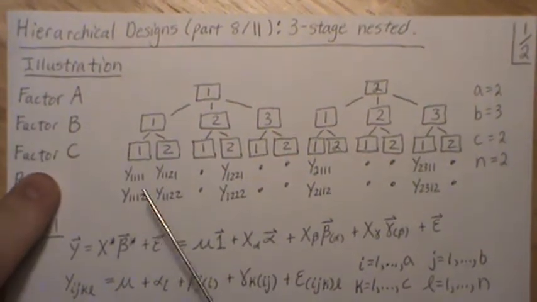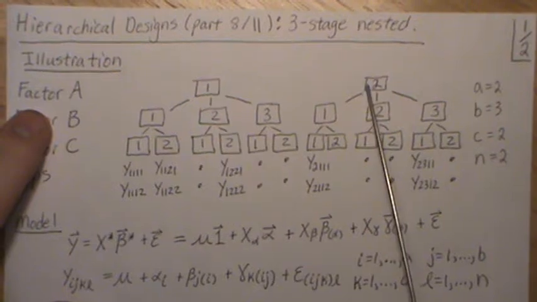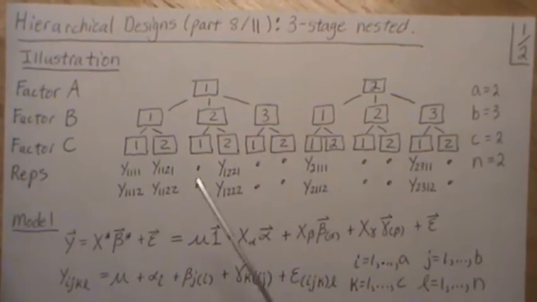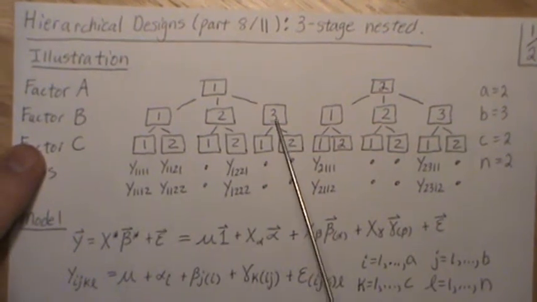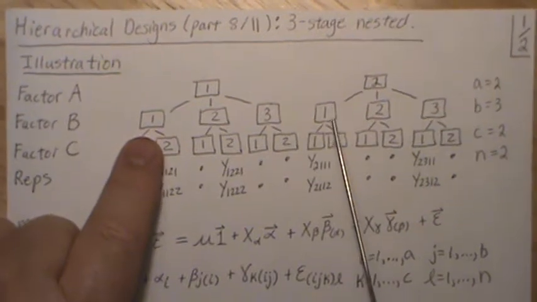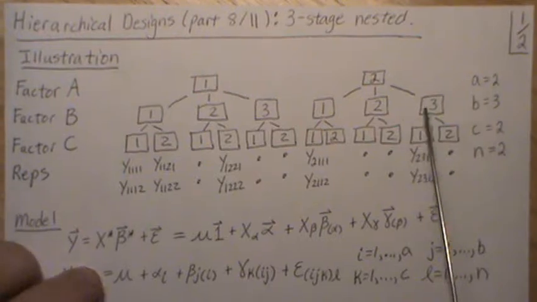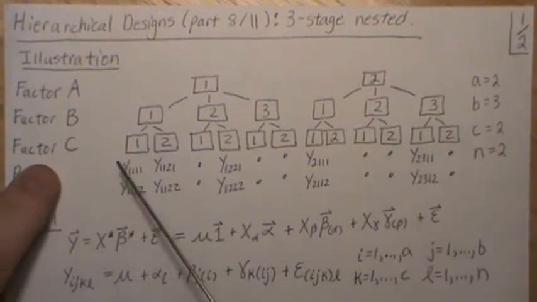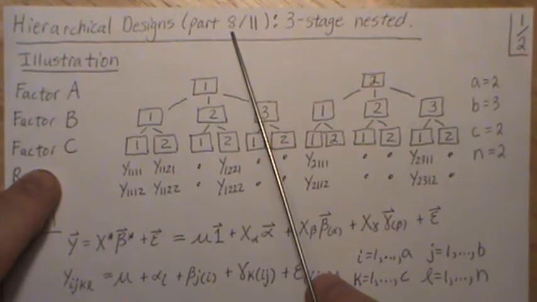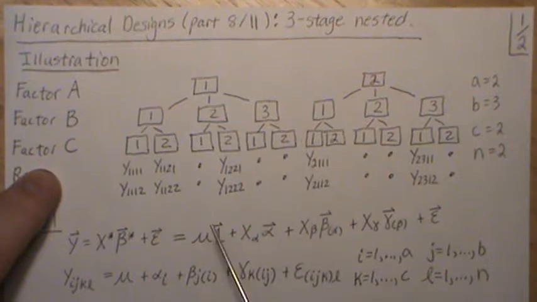So we have 3 factors that we want to study, and factor A has 2 levels, and factor B nested within A has 3 levels. So this one and this one are really not the same. So we could have labeled them 1, 2, 3, 4, 5, 6. For more details on how this is nested, look at the first parts 1 through 6.